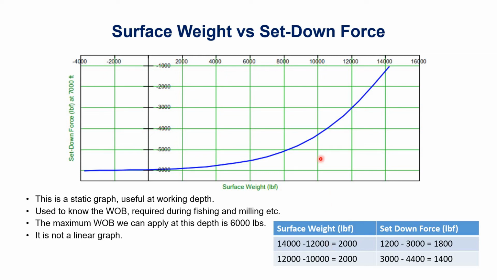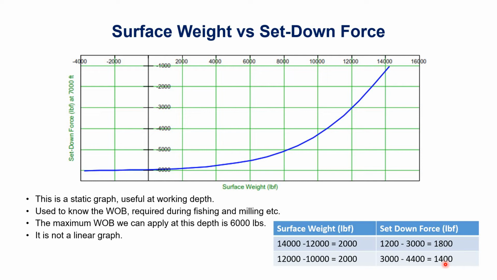Now let's see the other two readings, from 12,000 to 10,000. When the weight drops from 12,000 to 10,000 at the surface, at the bottom it goes from 3,000 to 4,400. So from 12,000 to 10,000 we have dropped 2,000 pound force weight on the surface, but at the bottom it is only 1,400. The reason is that in this particular section we are in the deviated section.